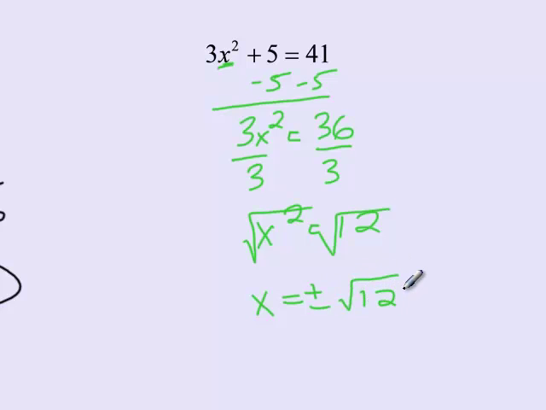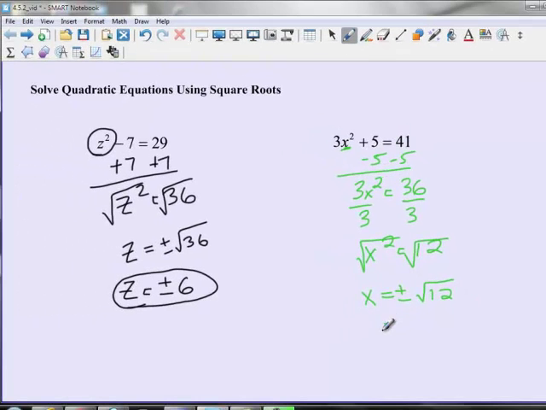Now 12 is not a perfect square, but we do know that 4, which is a perfect square, goes into 12. So I need to break this down and simplify it: the square root of 4 times the square root of 3, because 4 times 3 is 12. The square root of 4, that's our perfect square, is 2, so I get plus or minus 2 square roots of 3. That's what x is equal to. I could again check my answer by plugging it back in to the equation, and when I do that, I would see that it is correct.